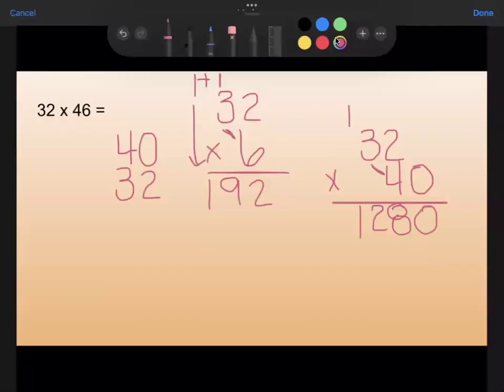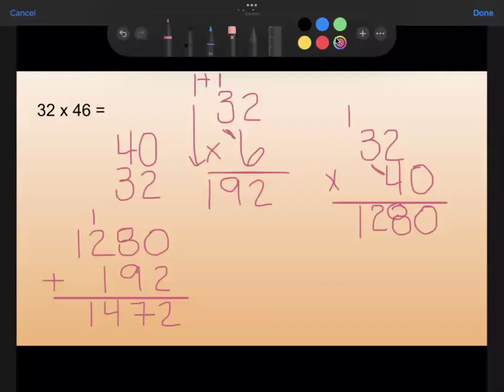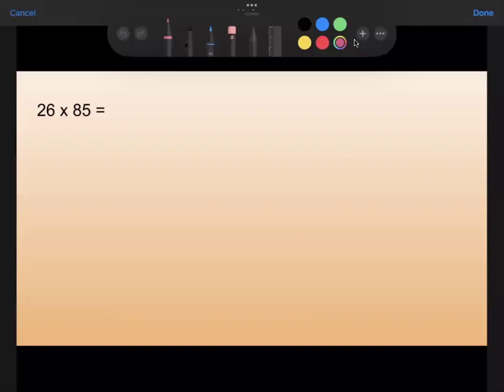So there's our two partial products. We have 192 and 1,280. Our last step is to add those together. So I'm going to come over here and do 1, 2, 8, 0, and 192, and I'm going to add those together. 2 here, 8 plus 9 is 17. And then 1 plus 2 plus another 1 is 4. Plus 1 is 1. So the final answer here would be 1,472.